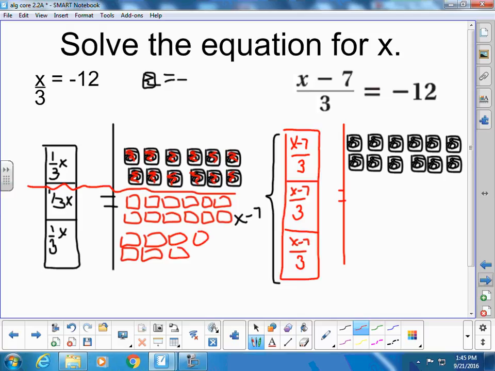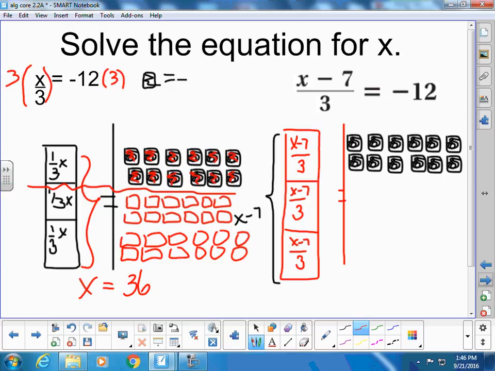1, 2, 3. And you'll see a whole x, so this whole thing equals 12 plus another 12 plus another 12, which is 36. How do we do it algebraically? I need to get rid of divided by 3, so I multiply by 3. Excuse me, I said 36, negative 36. So this would be x equals negative 36 here.